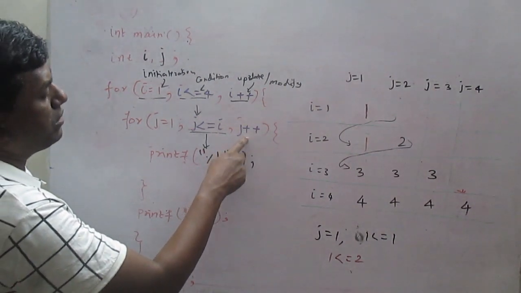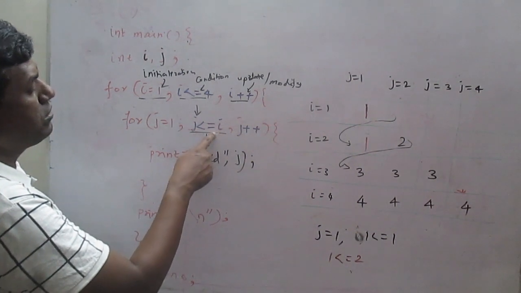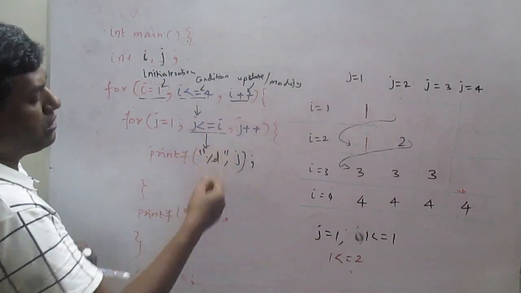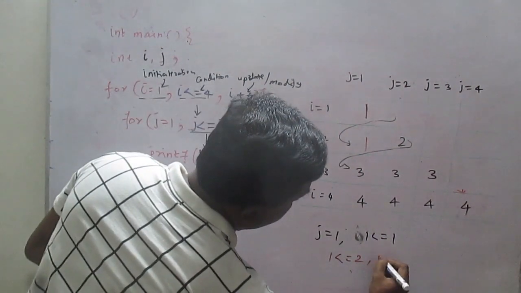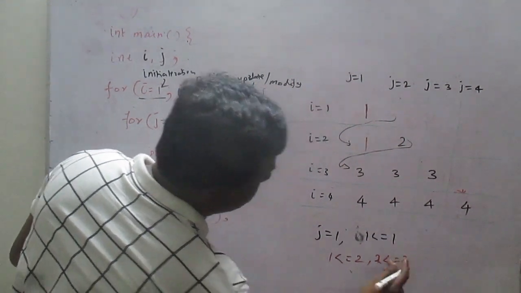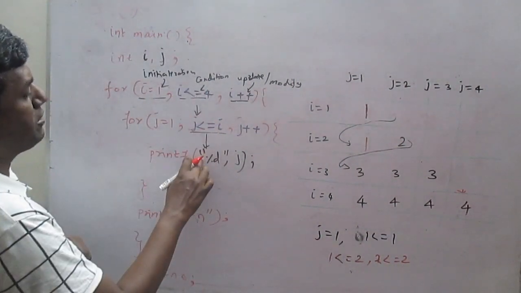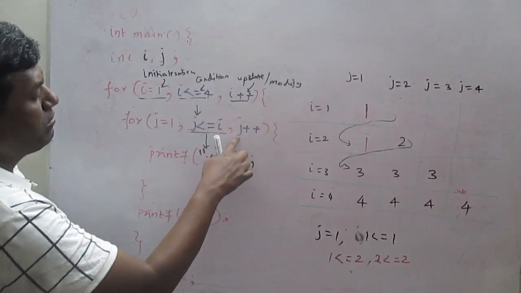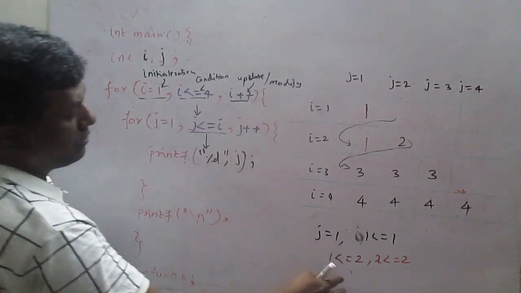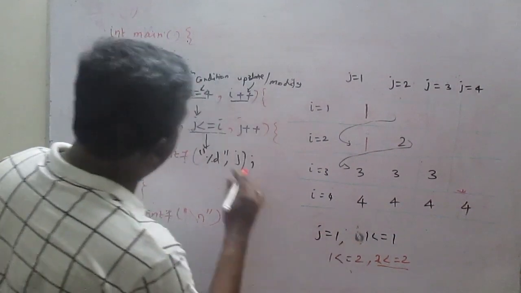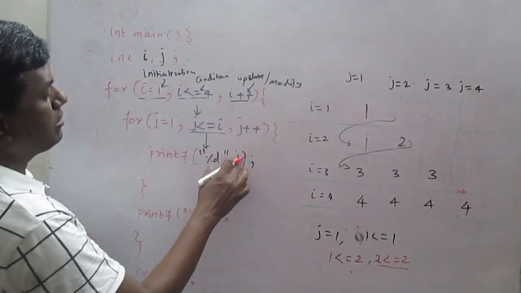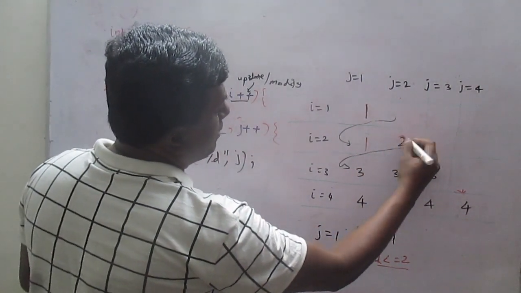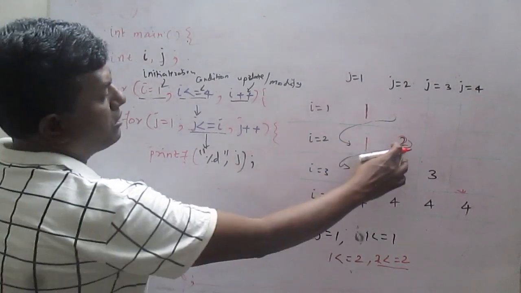So now j becomes 2. 2 less than or equal to 2, because i is 2, so the condition is true and we come inside. Now j is 2, so it is printing j, that means 2 will be printed here. That is what we have to understand.